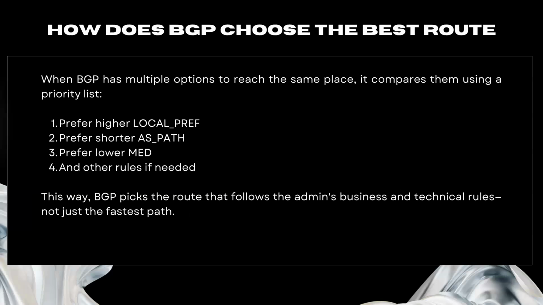Okay, how does BGP choose the best route? When BGP has multiple options to reach the same place, it compares them using a priority list. What are they? First, prefer higher local preference. Second, prefer shorter AS path. Third, prefer lower multi-exit discriminator. Fourth, other rules if needed. This way, BGP picks the route that follows the admin's, business, and technical rules, not just the fastest path.